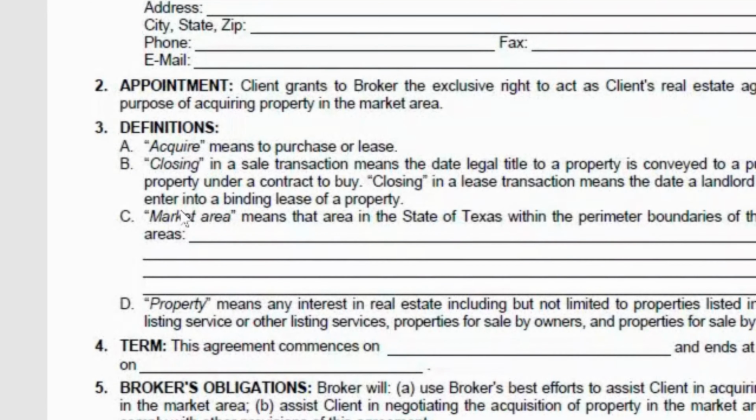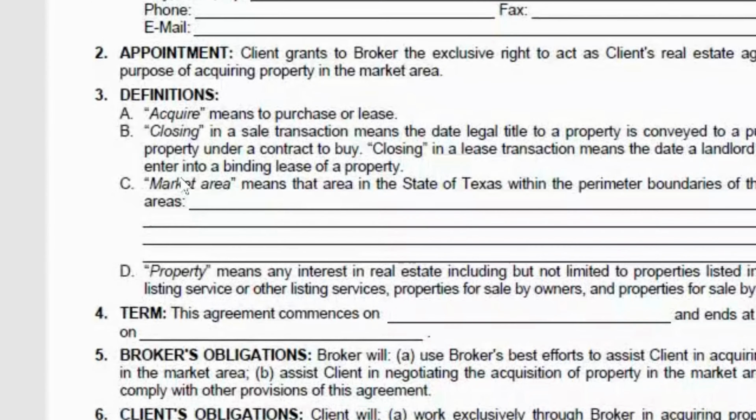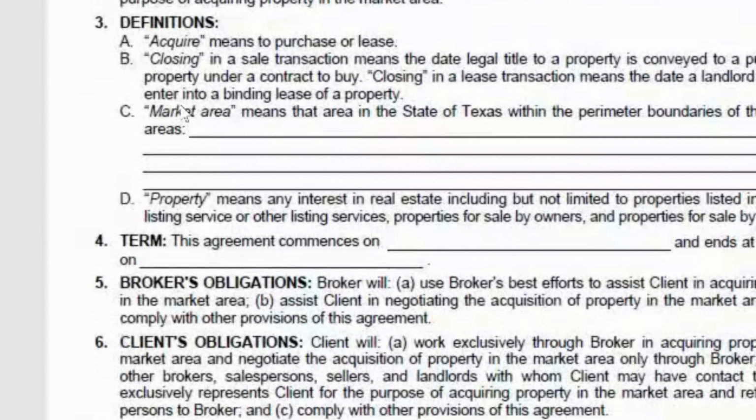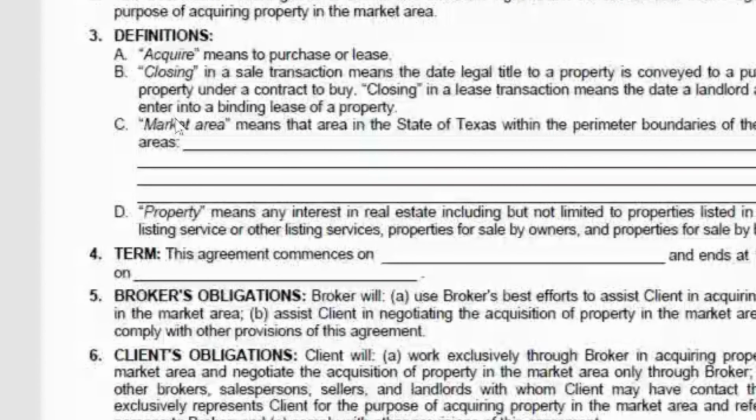Typically, when we talk about acquire, it means to purchase or lease a property. Closing is typically when you're going to go to closing. It kind of gives you an idea of what it is. The definition of closing is a binding date under contract to buy, and it also applies to a lease when you are getting ready to lease a property. When we look at market area, typically the agent will put either the county or the city in this particular area. It also gives the definition of property in this section, meaning any interest in real estate, including but not limited to the properties that are listed in the MLS.